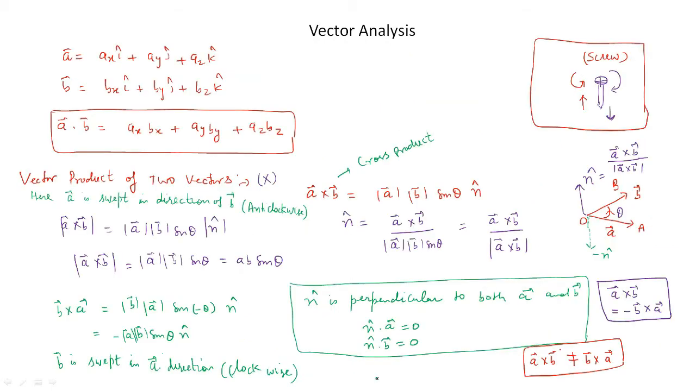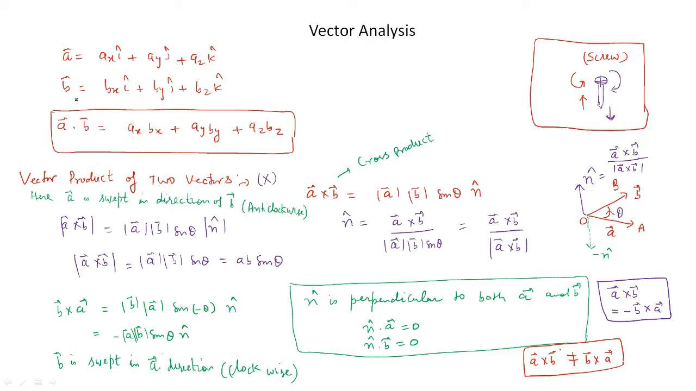Now if there are two vectors, like A is equal to AX i plus AY j plus AZ k, here AX i is the vector component of the vector A along the x-axis, AY j is the vector component of the vector A along the y-axis, and AZ k is the vector component of the vector A along the z-axis. Here AX, AY, AZ are the scalar components of the vector A along the x, y and z-axis.